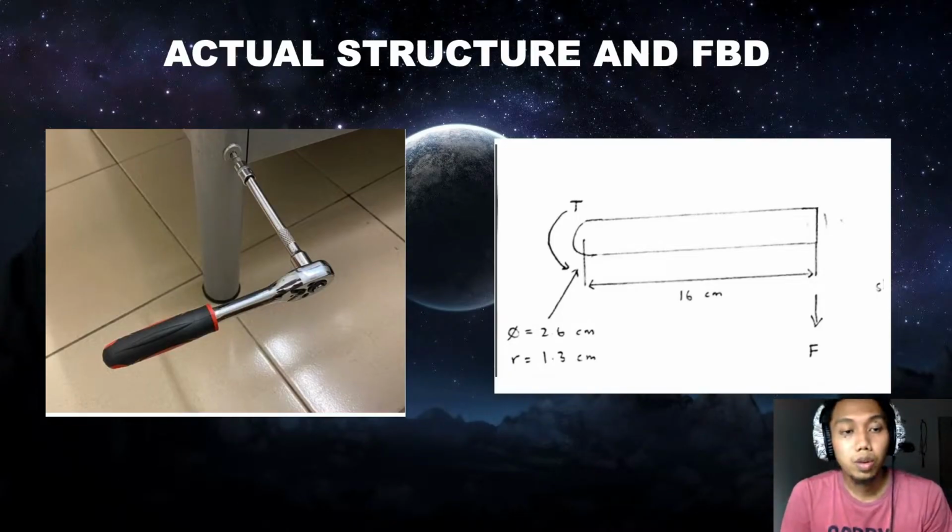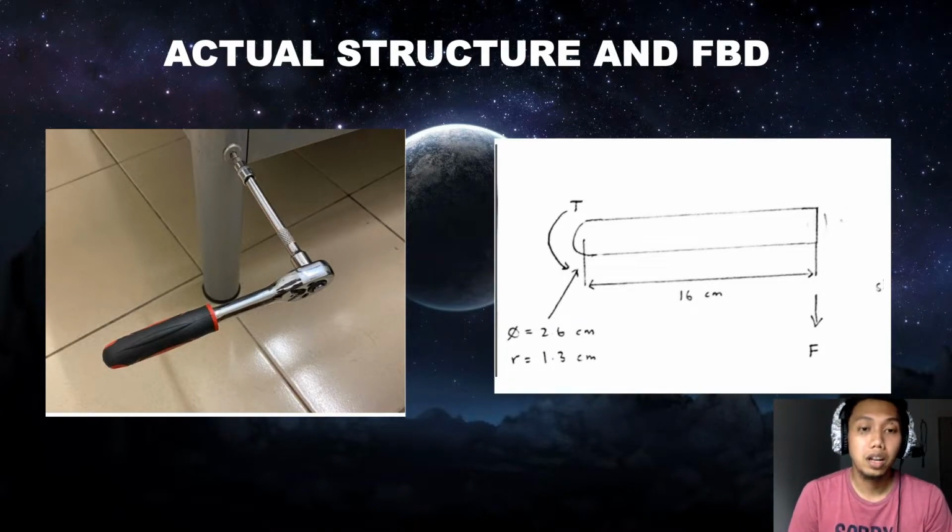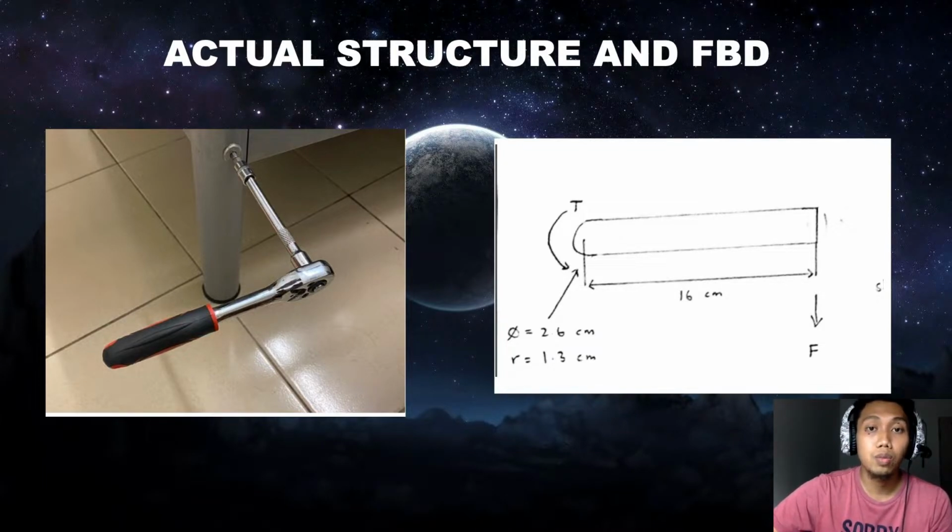In this part, we have the actual structure of the wrench and its free body diagram. From the free body diagram, we have a force, length of 16 centimeters, and the diameter is 2.6 centimeters.